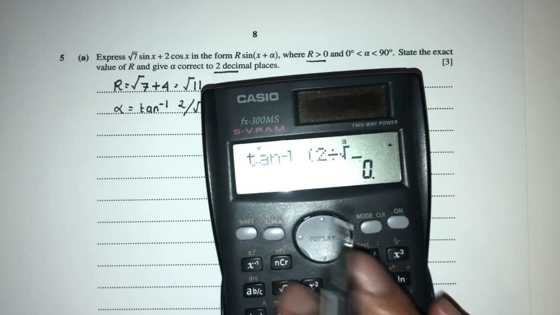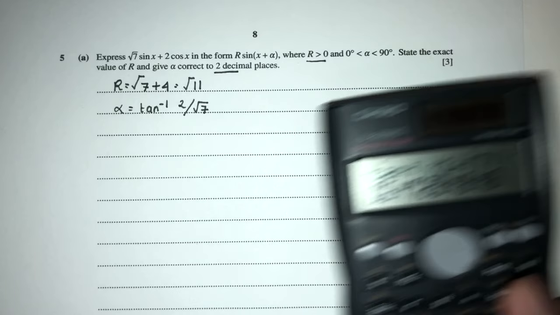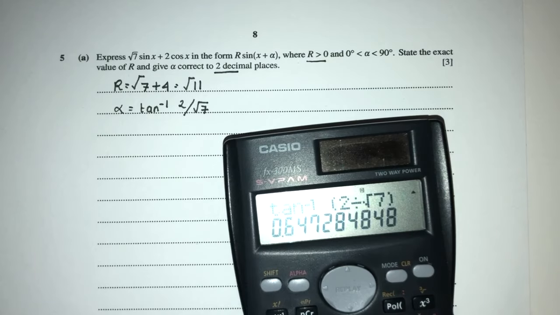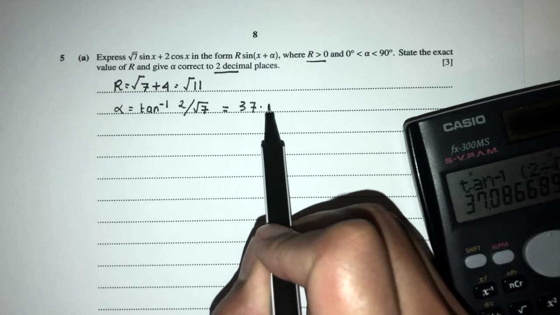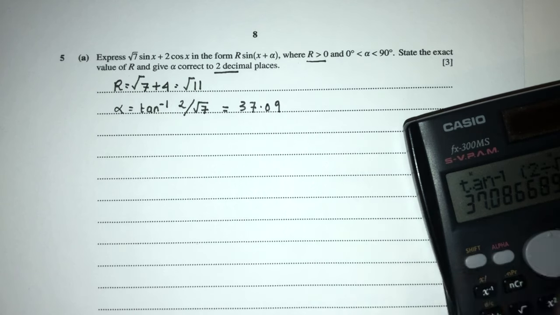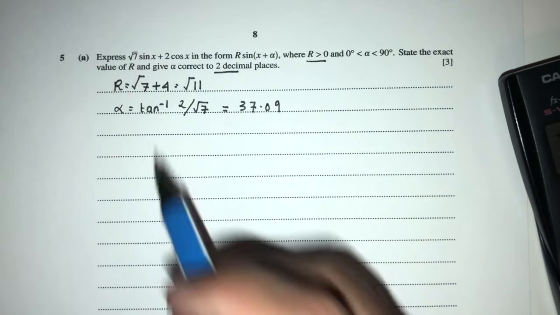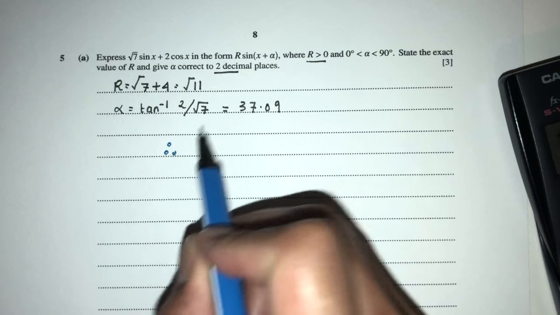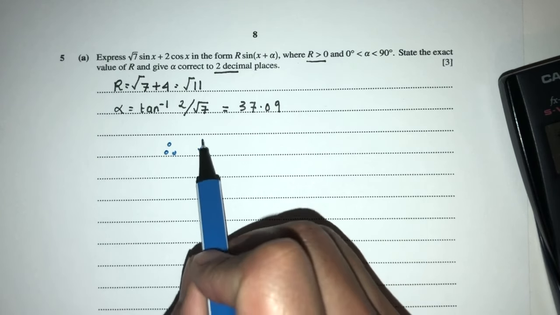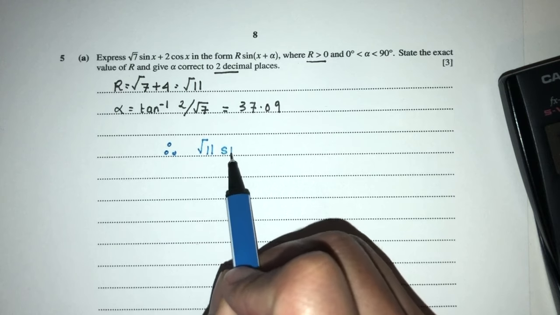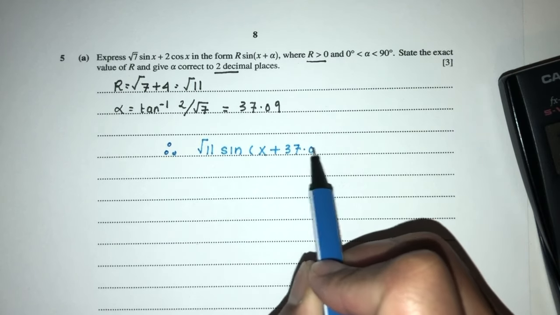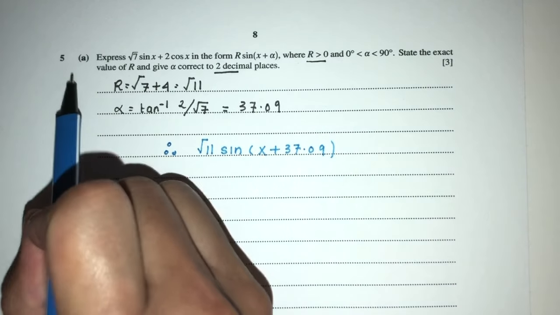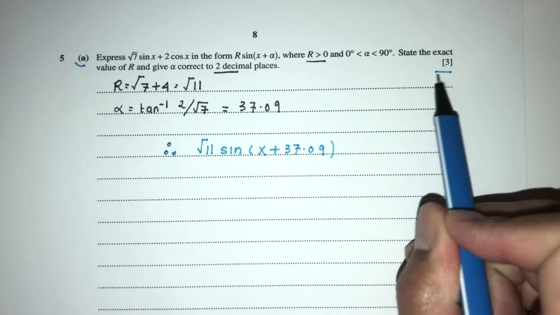2 divided by root of 7. That will be, this is radians, so we have to use degrees here. Yeah, degrees. That will be 37.09 correct to 2 decimal places. So the conclusion is this is the same thing as root of 11 sine of x plus 37.09. And that will be part A of the question for 3 marks. So pretty easy.